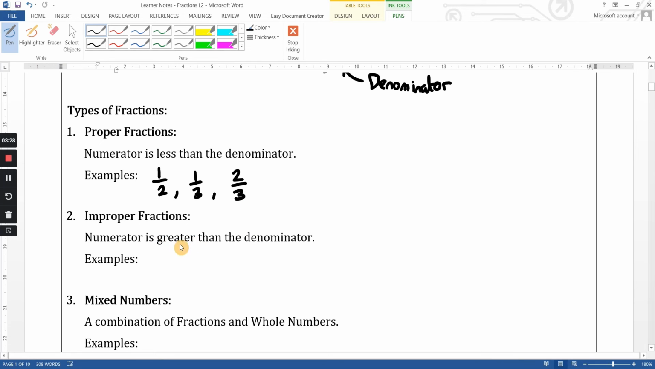Okay, and then you've got improper fractions, or sometimes they're called top heavy. The numerator is greater than the denominator. So things like 3/2 or 5/3, or 7/5, and so on. Yep, so the numerator is bigger than the denominator.